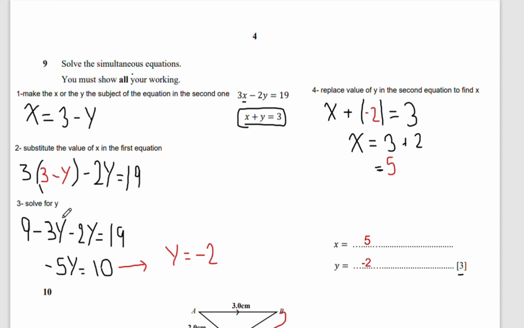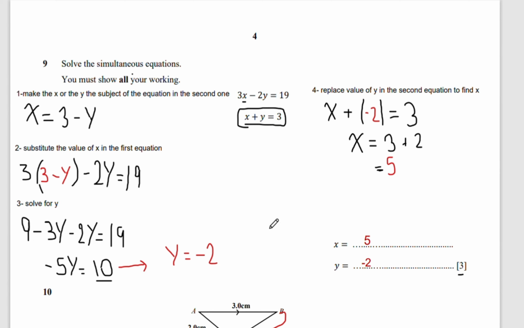Now we want to solve for y. I expanded the brackets. 3 times 3 is 9. 3 times negative y is negative 3y, minus 2y. Simplify that, so it will become negative 5y. And still we have the 9 on that side, so we will subtract 9 from both sides to move it away from here and to keep the y's on one side. So minus 9, minus 9, we will have 10 right here. So negative 5y is equal to 10. Now divide by negative 5 on both sides, and you will have y equal to negative 2.